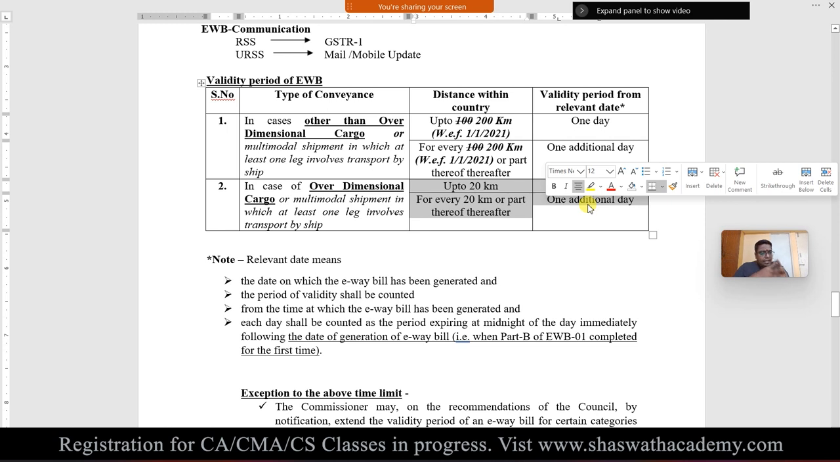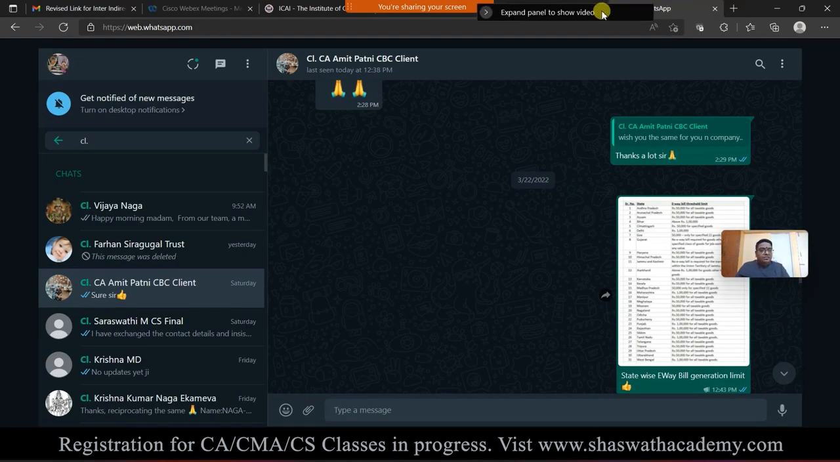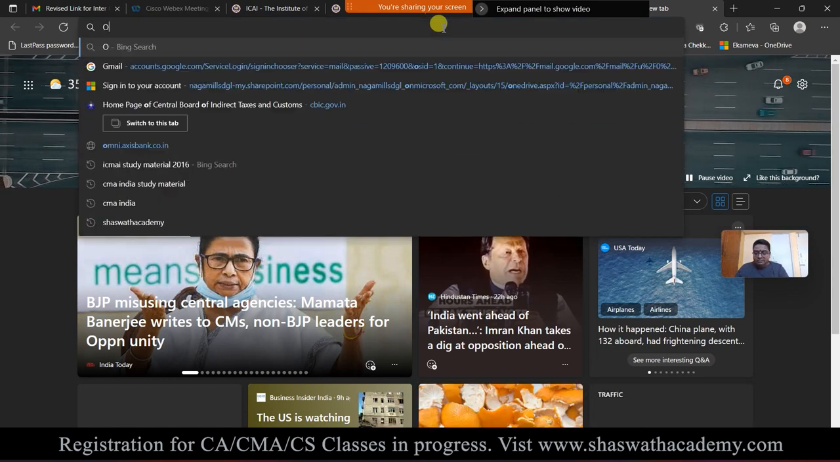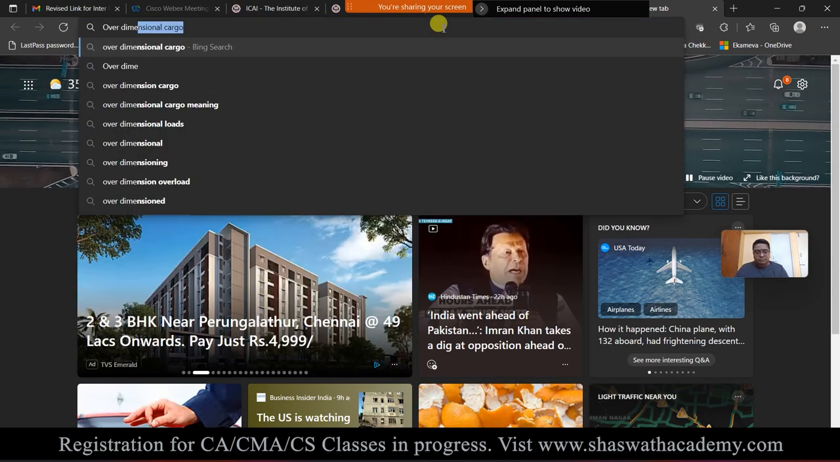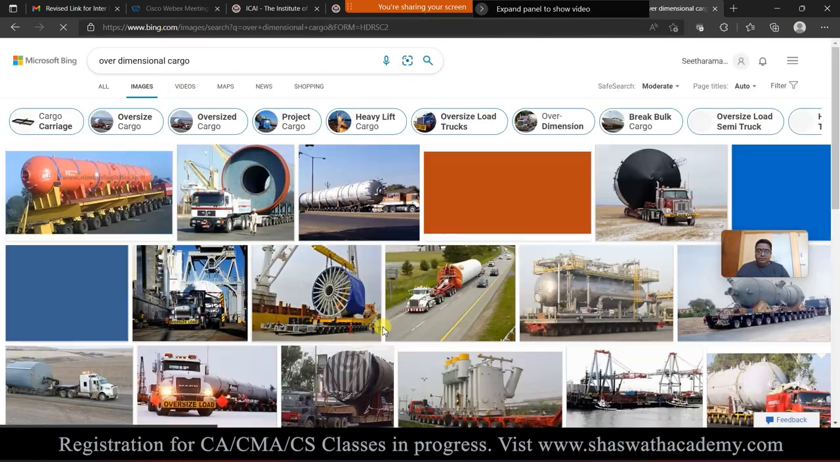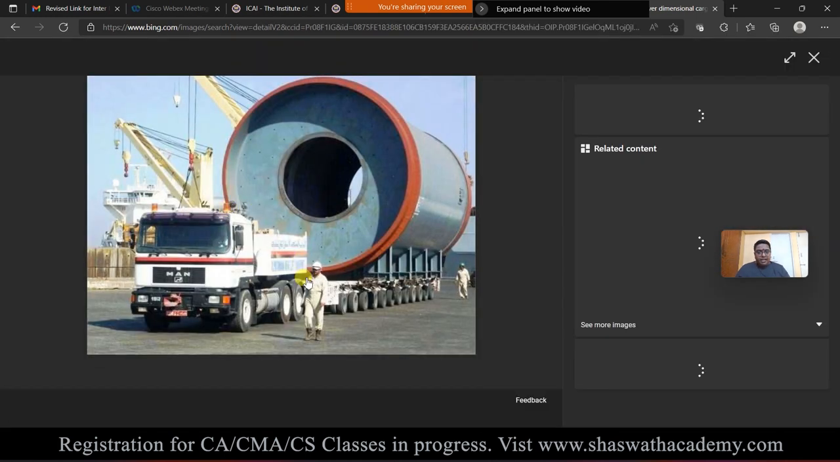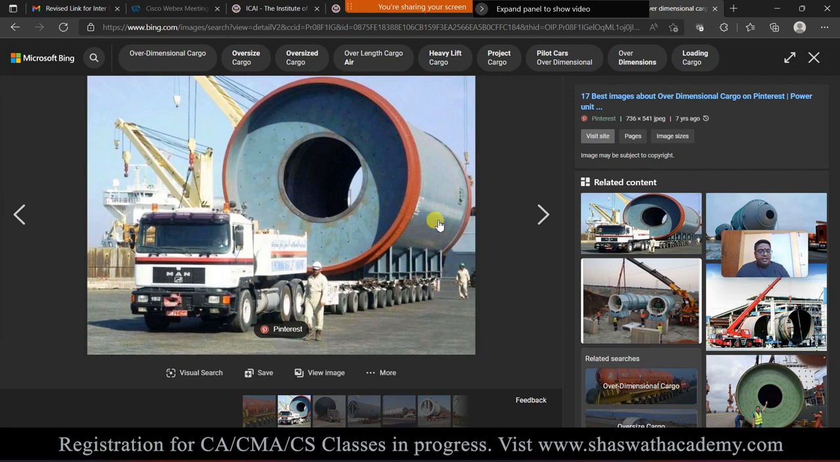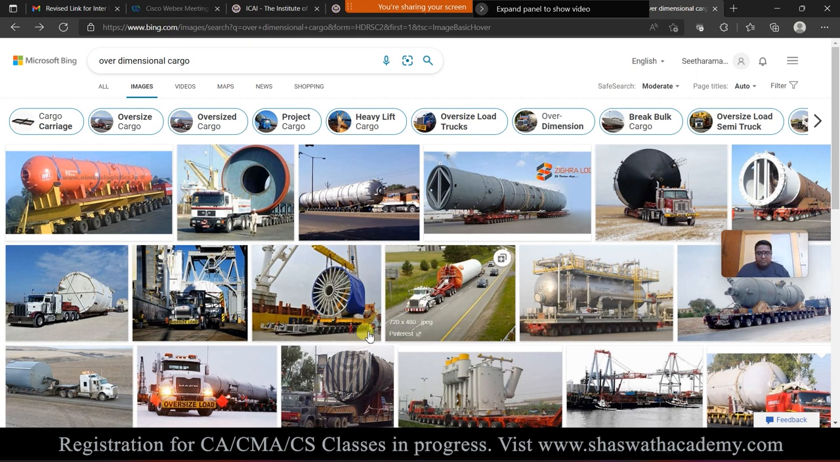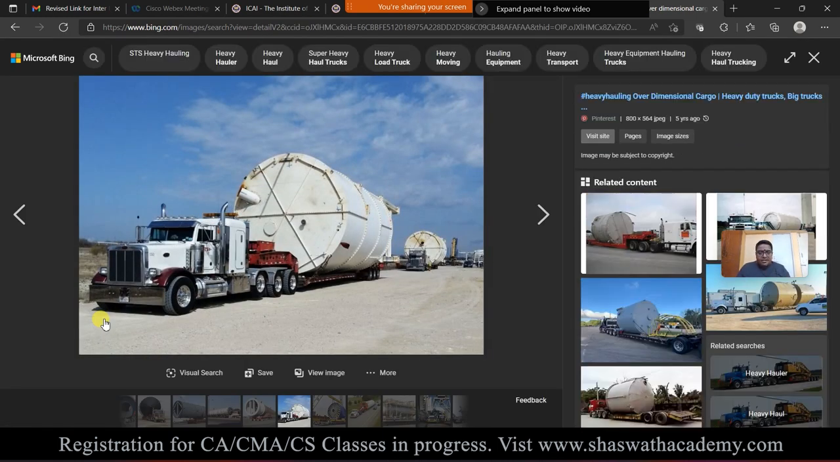And what do you mean by over-dimensional cargo? There is no point in memorizing it. Let us have a look at over-dimensional cargo, my dear. See, this is called over-dimensional cargo. Can you see, beyond the structure, beyond the body, the content is protruding beyond the front, sides and height. Yes, sir. So this is what over-dimensional cargo means. It carries beyond its ability.